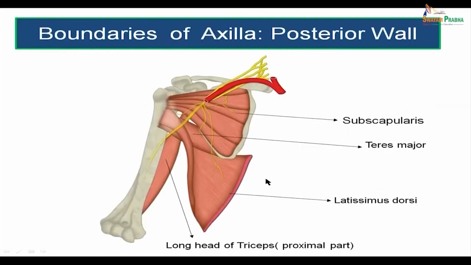Now we come to the posterior wall. What is the posterior wall? It is formed by muscles. So the first muscle is subscapularis, then we have the teres major, and we have the tendon of latissimus dorsi and the proximal part of the muscle, long head of triceps.